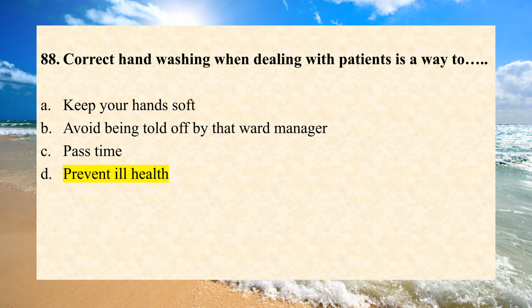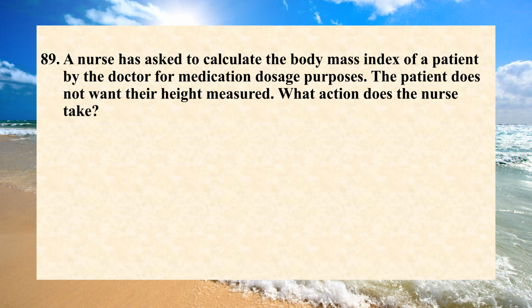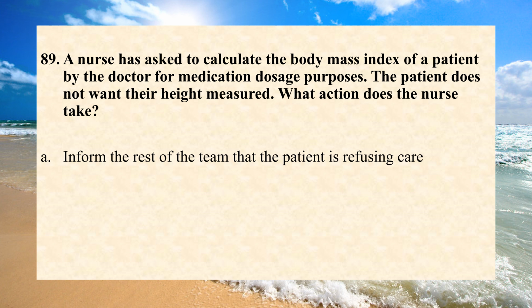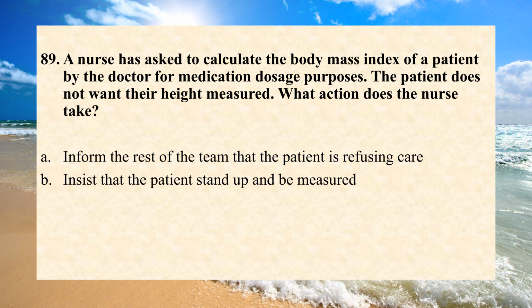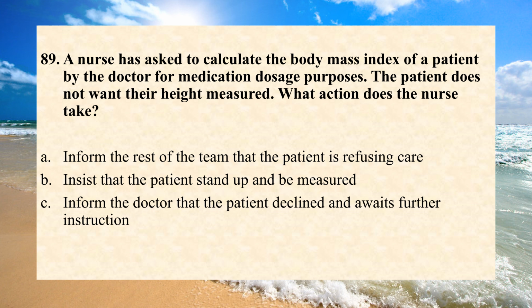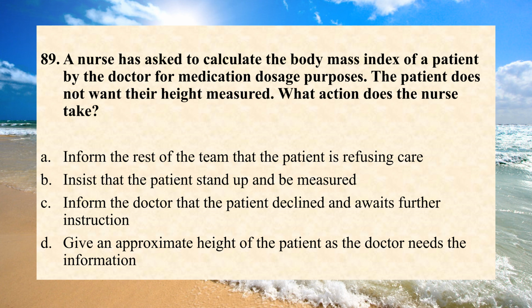Prevent ill health. A nurse has been asked to calculate the body mass index of a patient by the doctor for medication dosage purposes. The patient does not want their height measured. What action does the nurse take? Option A. Inform the rest of the team that the patient is refusing care. Option B. Insist the patient stand up and be measured. Option C. Inform the doctor that the patient declined and await further instruction. Option D. Give an appropriate height of the patient as the doctor needs information.